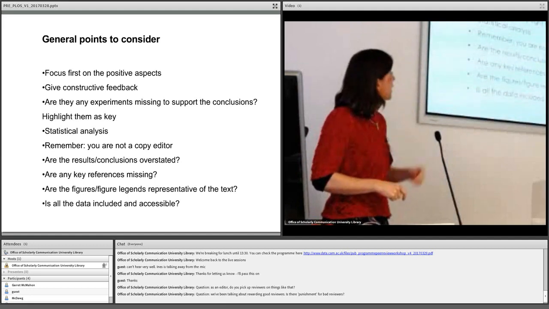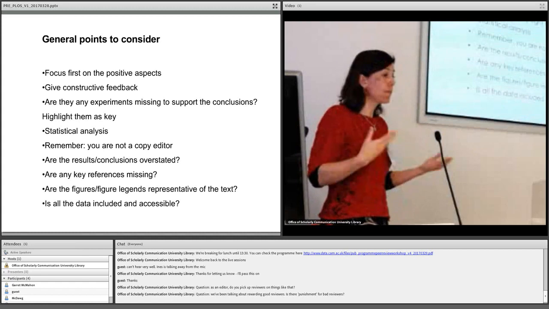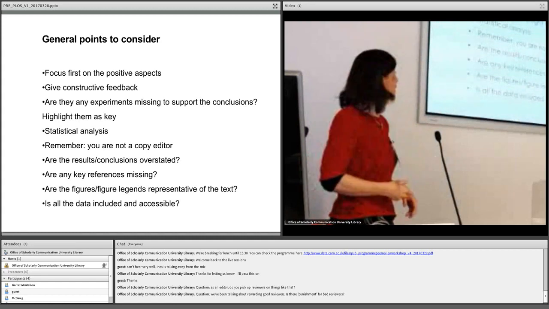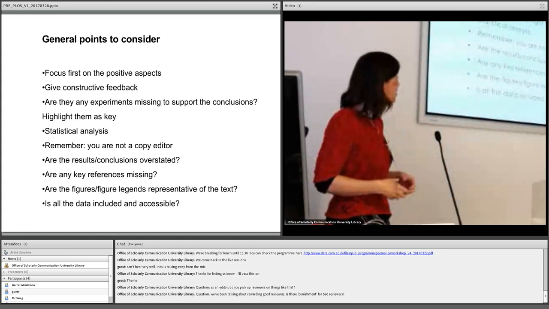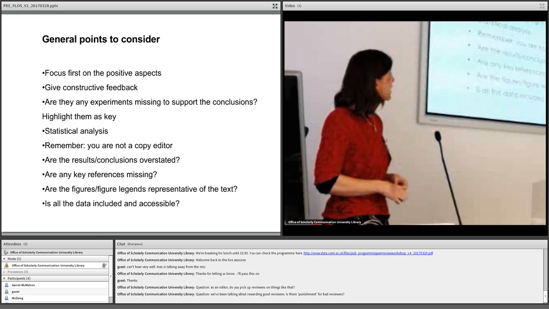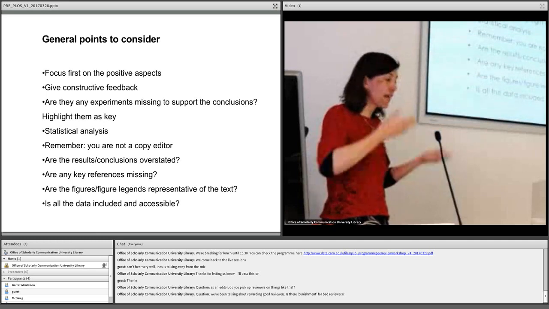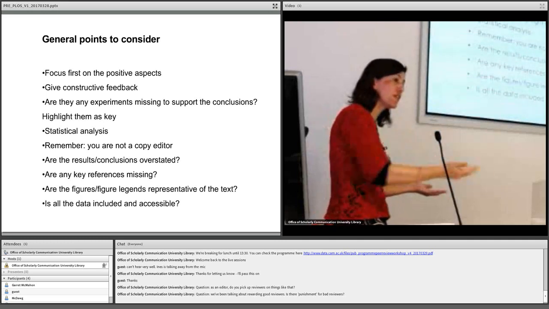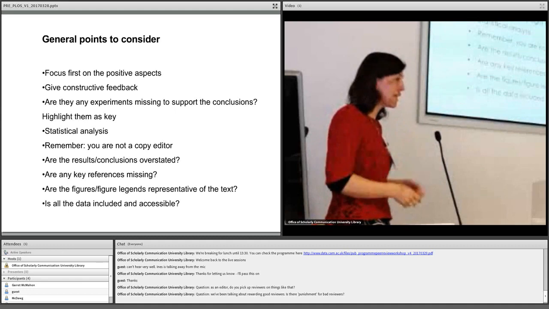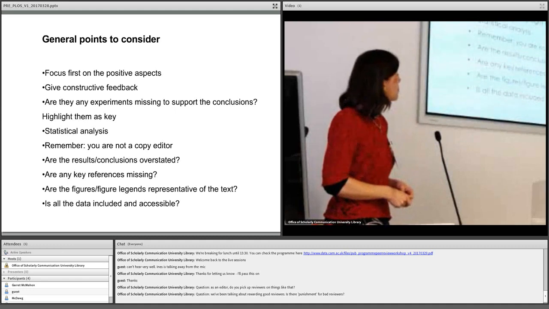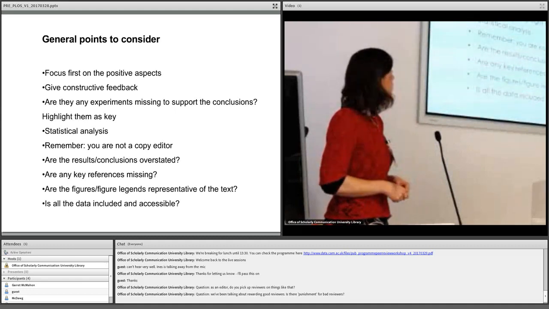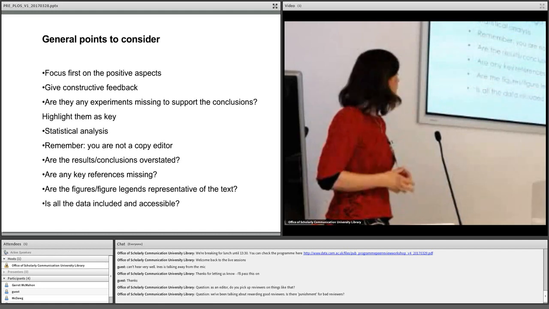Are there any key references missing? Again, you don't have to cite your own work if it's not relevant, but if they say someone published this or this is known already, they have to mention what reference it is. And if it's wrong, you should point it out.